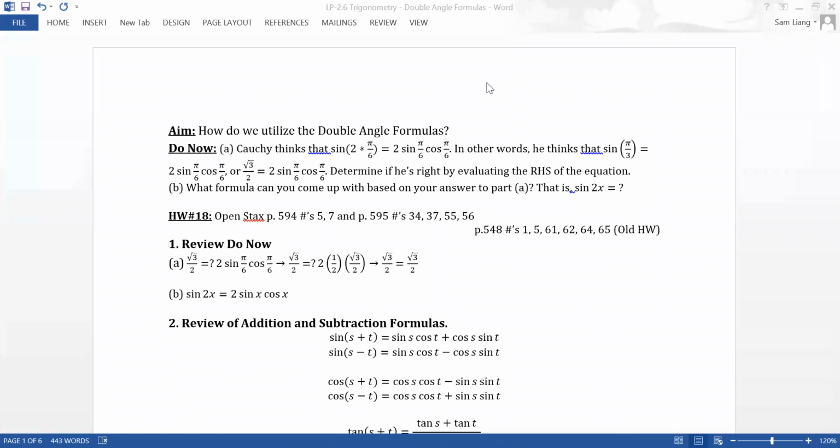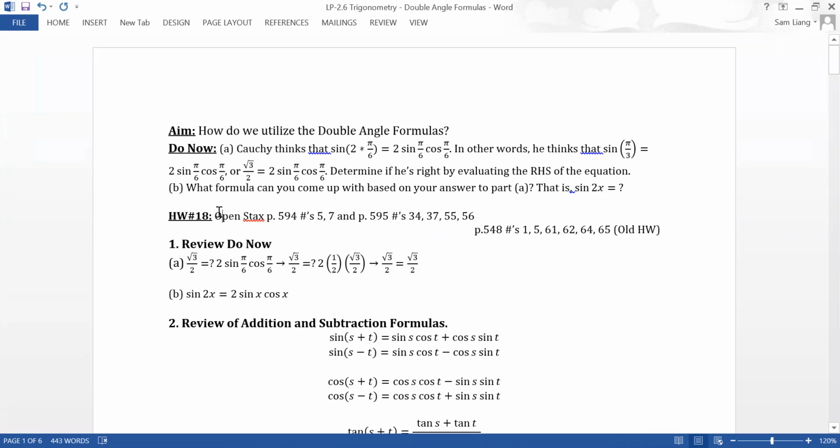All right, hey everyone. We're gonna be talking about the double angle formulas today. That's your aim, how to utilize the double angle formulas. Your do now is gonna involve evaluating whether the identity is correct here. And then part B is what formula can you come up with based on your answer to part A? That is sine of 2x equals what?